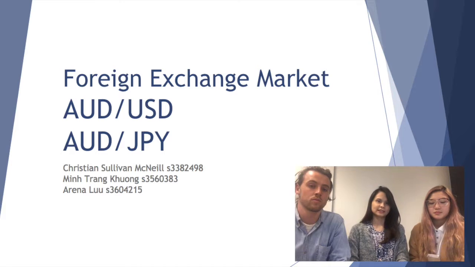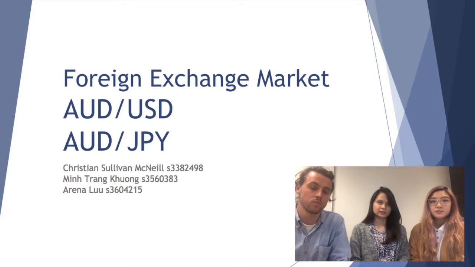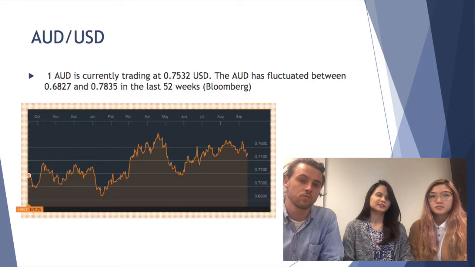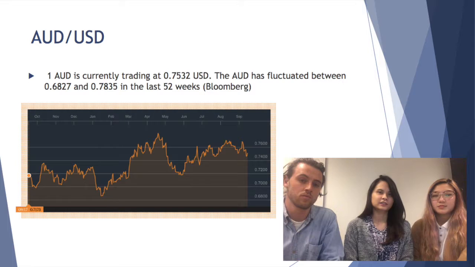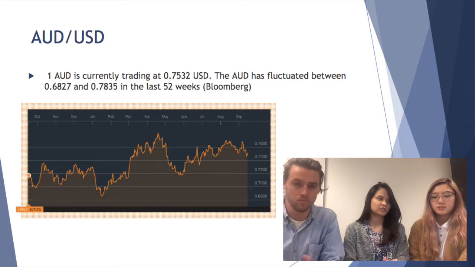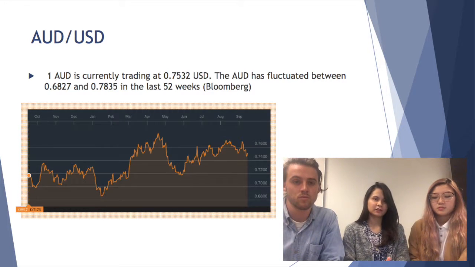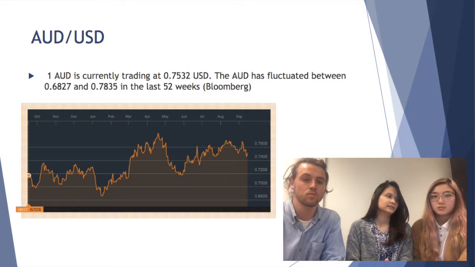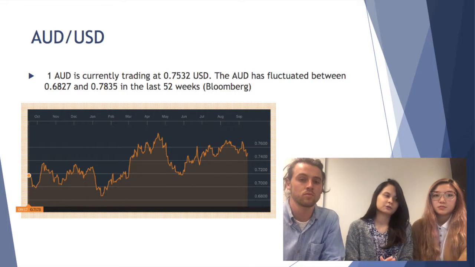Today in our market view presentation, we will be looking at two pairs of currency, which is AUD USD and AUD JPY. First, let's start with AUD and USD. As you can see on this chart from Bloomberg, currently one Australian dollar is trading at 0.7532 US dollars. The Australian dollar has fluctuated between 0.6827 and 0.7835 in the last 12 months.